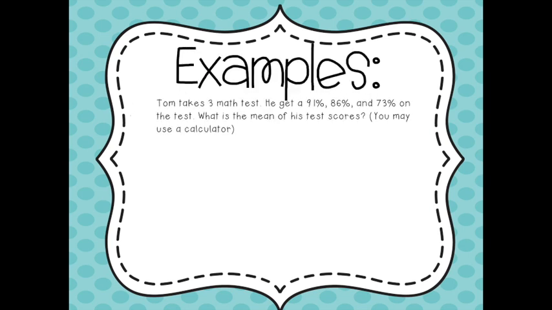All right, this time it's Tom. Tom takes a math test. He takes 3 math tests. He gets a 91%, an 86%, and a 73% on a test. He wants to know the mean of his test scores. You may use a calculator.